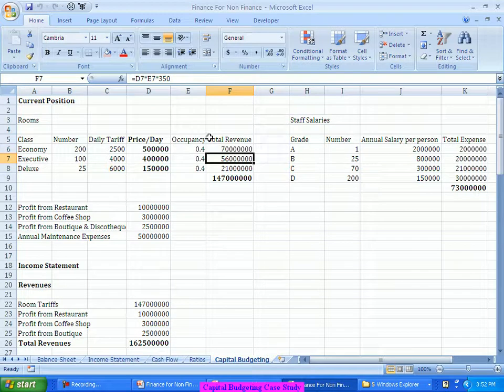Similarly, here from this you are getting some 5.6 crores. Here you are getting 2.1 crores. Overall, your revenue is 14.7 crores just with the room rent, room tariffs. Assuming 40% is the occupancy rate, you are getting a total revenue of 14.7 crores. That's one table he has given.